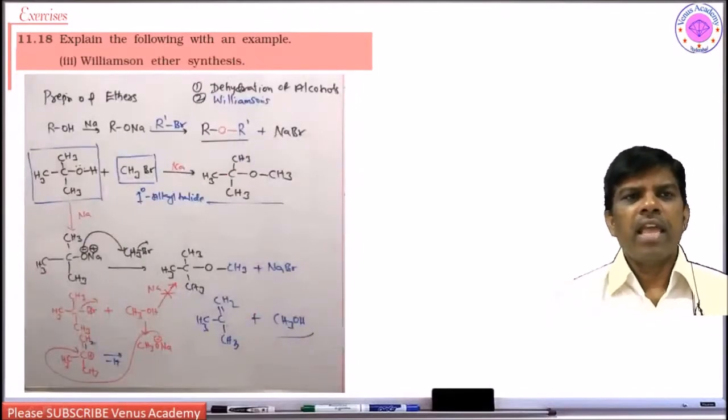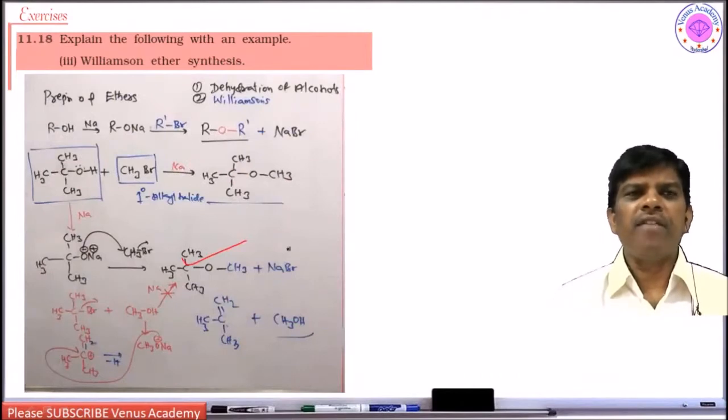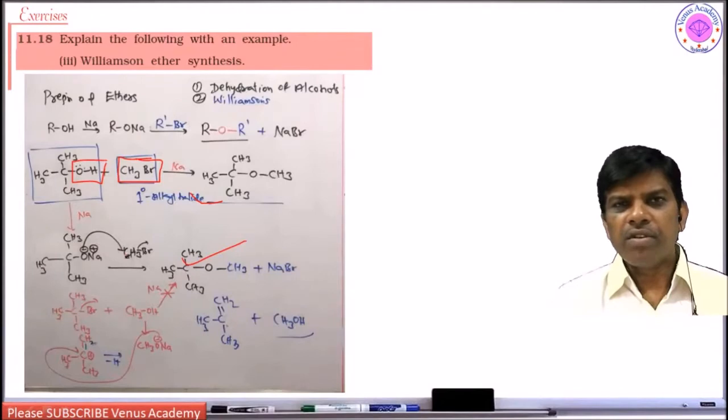Next, explain the Williamson synthesis. Williamson synthesis is one of the versatile methods for the preparation of ethers. So in this case, what is the key factor? You have to take the tertiary or secondary part as the alcohol and the primary part as the alkyl halide. Yes. So what is the first step? It is going to form the sodium salt of this alcohol and now it is going to substitute this methyl group in one step.